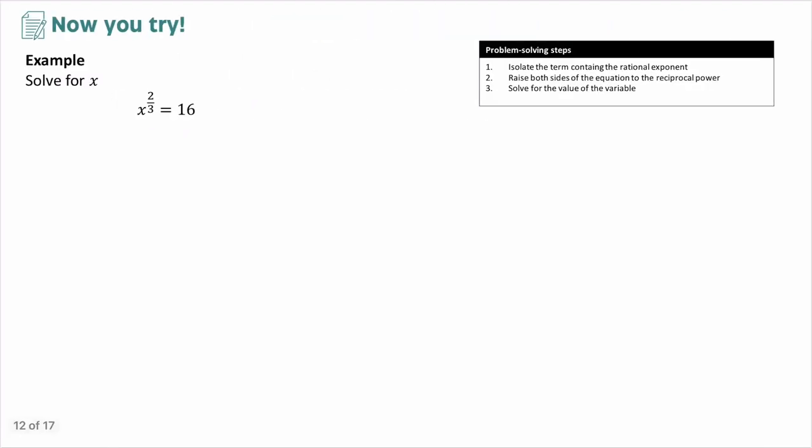So in this one, the rational exponent is already isolated, so we don't actually have to do anything extra to get it by itself. What we need to do now is think about what the reciprocal of 2/3 is. The reciprocal of 2/3 is 3 over 2. So what I'm going to do in this problem is raise both sides of the equation to the 3 over 2 power, and let's see what that looks like. On the left side, that's just going to cancel, so we have x, and so that gives us x equals 16 to the 3 over 2.